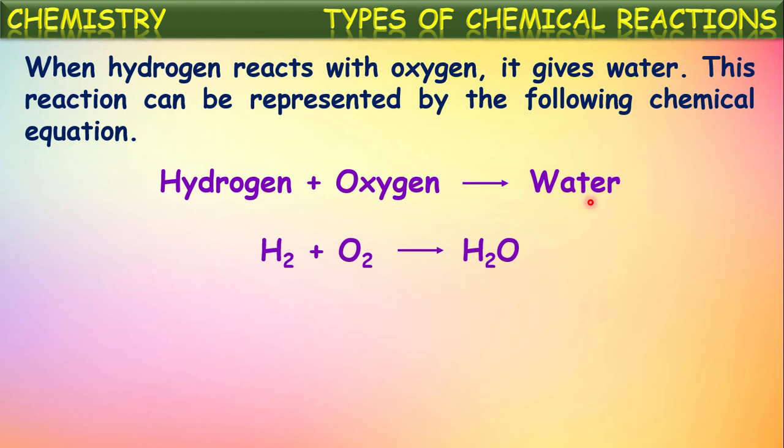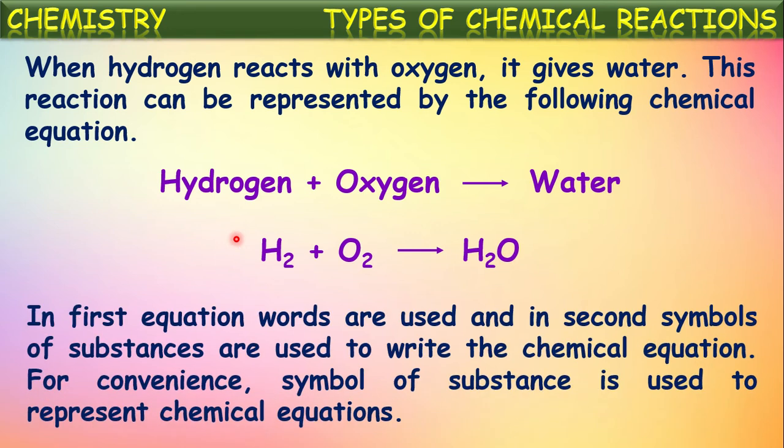H2 plus O2 gives H2O. This also represents the same reaction we have shown above: hydrogen and oxygen reacting together to give or yield water. So this is said to be a chemical equation. In the first equation, words are used, and in the second one, symbols and the formulae of the substances are used to write the chemical equation.